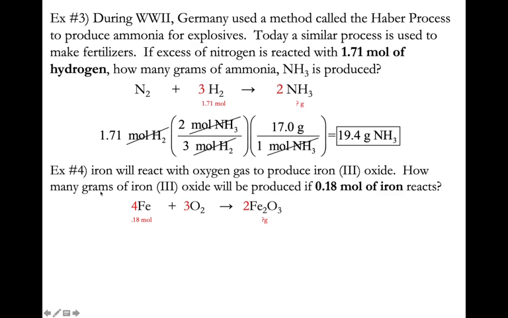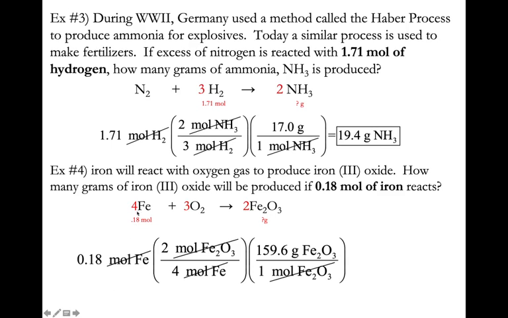I'm going to use the mole ratio first to convert from moles to moles. And then once I'm in the moles of my unknown, I'm going to convert to grams by multiplying by the molar mass of iron 3 oxide. So let's see how that looks. I have 0.18 moles of iron. I have a ratio of 4 irons for 2 iron 3 oxides. So I'm canceling out my moles of iron here, and I'm left with my moles of iron 3 oxide. Then from there, I'm going to multiply by the molar mass. So I have 0.18 times 2 divided by 4 times 159.6. That gives me a final answer of 14 grams.